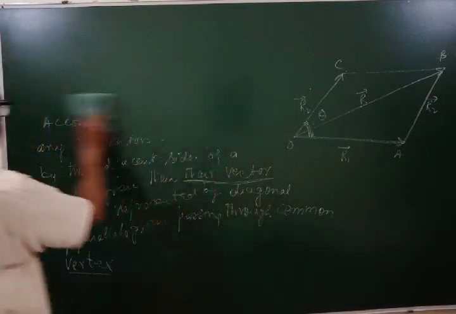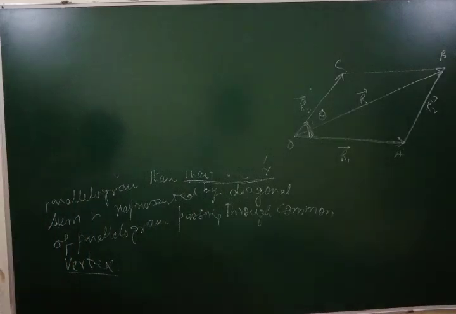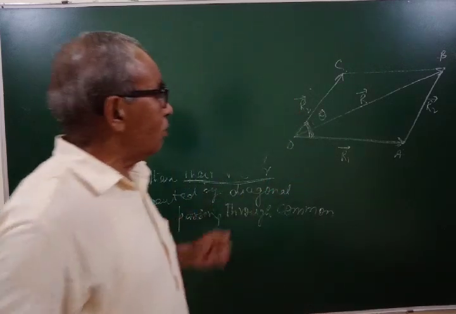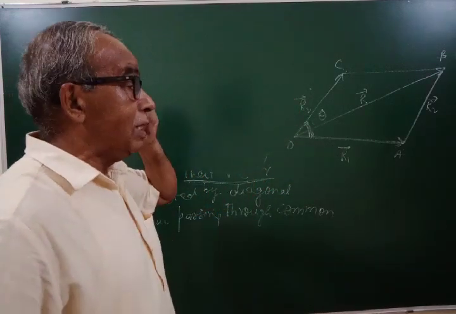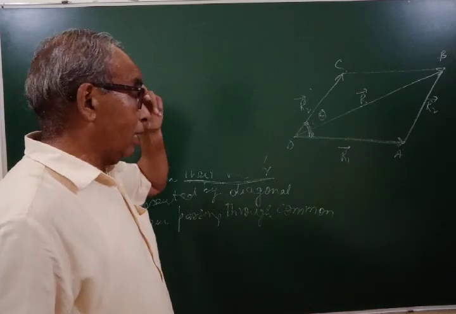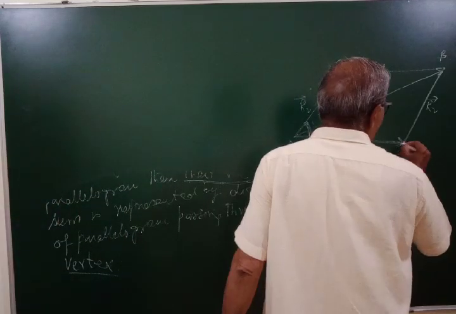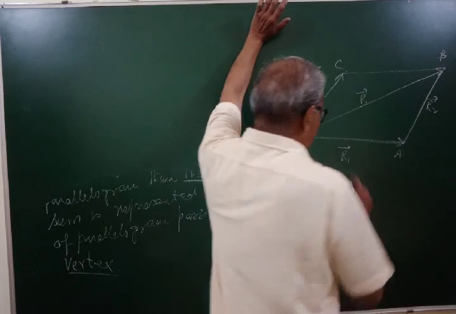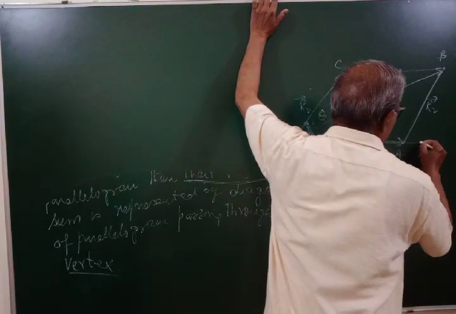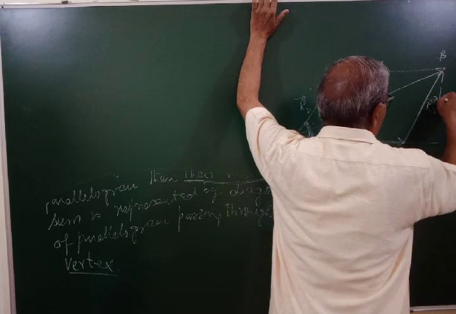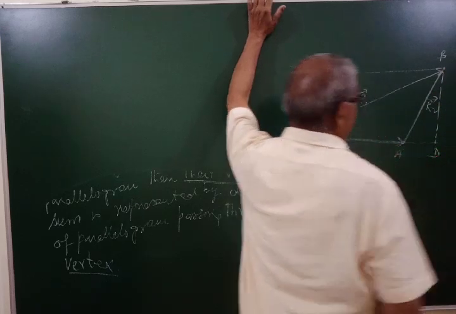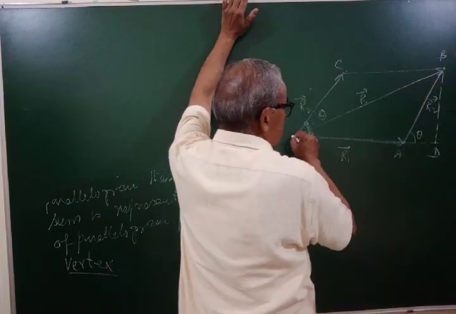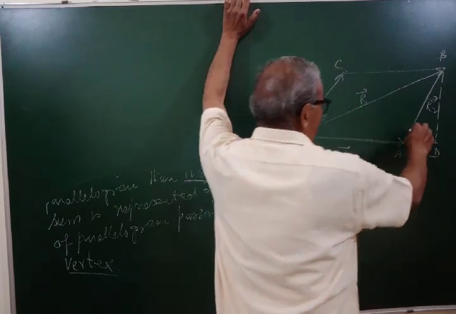Now, what is the relation between these vectors in magnitude? Here in the figure, vectors R1 and R2 are represented by two sides of parallelogram OABC, and the resultant vector is R, with angle theta between them. To establish the relation between the magnitudes of R1, R2 and R, we produce OA and draw a perpendicular from B, which meets at D. This angle is also theta, since this is parallel and this is a transversal, corresponding angles are equal.